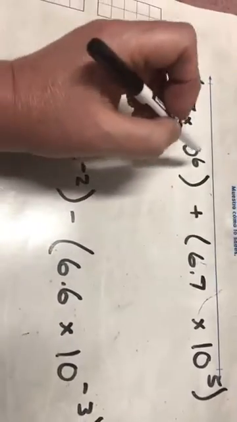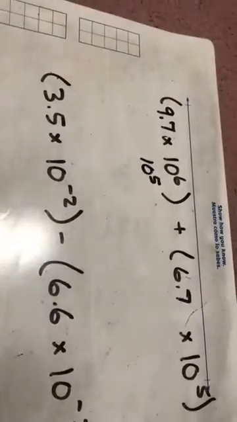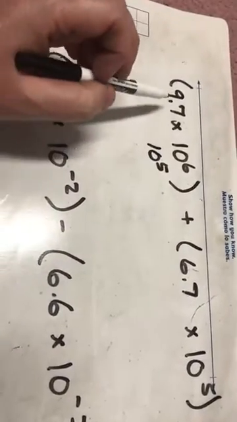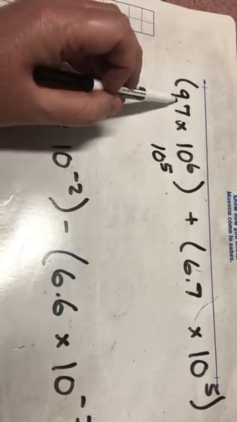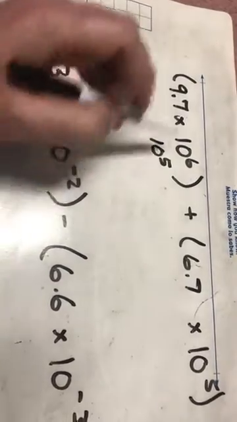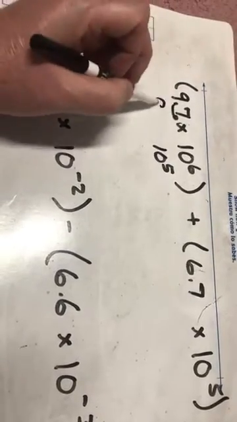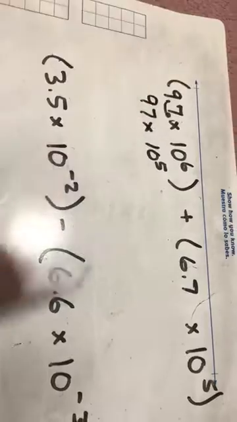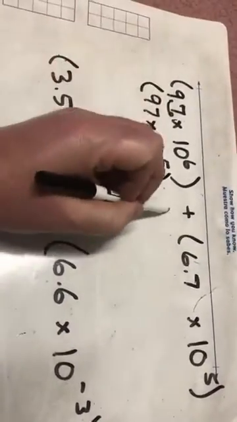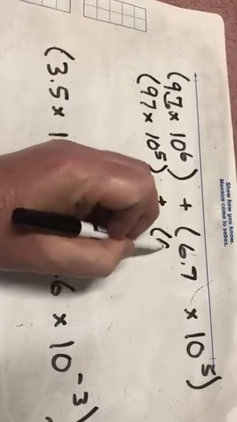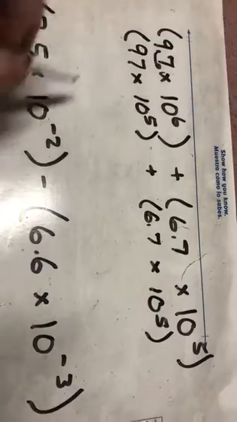Let's say I want to take this 6 and make this 10 to the power of 5. Well, that means that from here, I would have been moving it 6 places. But now I'm only going to move it 5 places to the right, which means I'm going to need to move it over once and make that a 97. So that's going to become 97 times 10 to the power of 5 plus 6.7 times 10 to the power of 5. Now I just do what I did before.